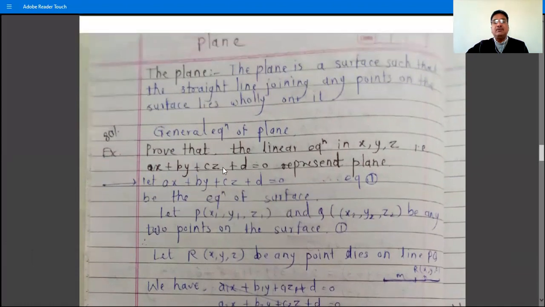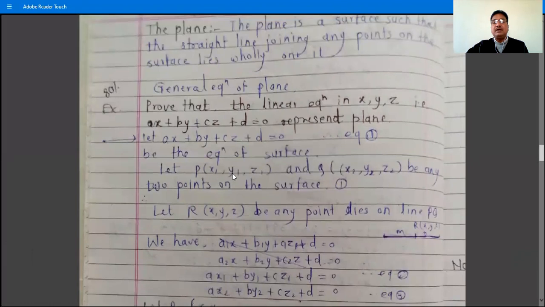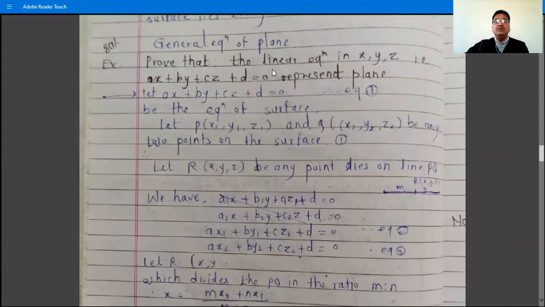So first, now we have to show this equation, equation number 1, represents a plane. Now we use the definition. That is, take any two points. Suppose P(x1, y1, z1) and Q(x2, y2, z2) are any two points on the surface, and we have to prove now that this line PQ lies wholly on the surface 1. That is, each point on the line PQ lies on this surface 1. There are infinitely many points on the line PQ. So take any point on that line PQ. Let R(X, Y, Z) be any point on the line PQ.